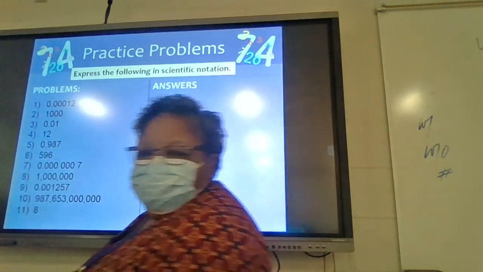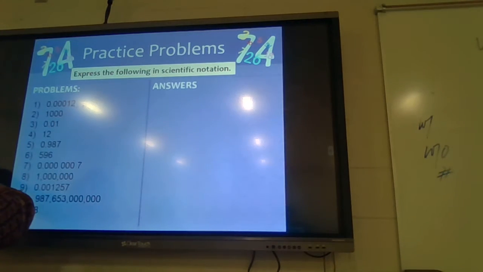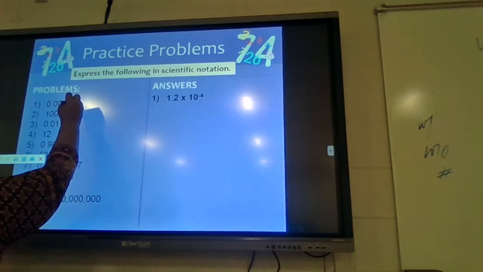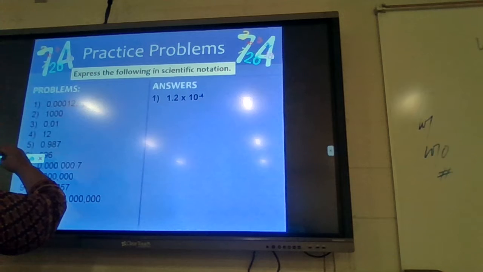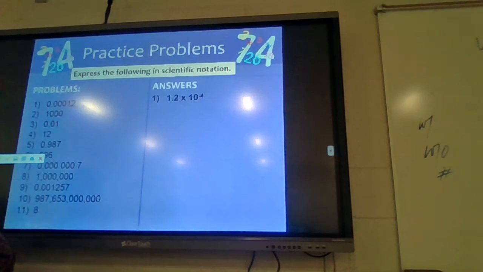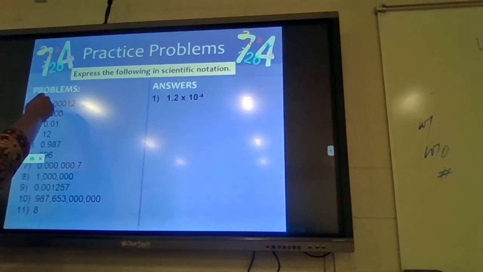So the first thing says, move the decimal to the right of the first non-zero number. So I'm going to put my decimal here. Well, no, I'm not going to put it there because my number has to be between 1 and 10. So I'm going to put it there. Okay, so then I'm going to count how many spaces I moved over.